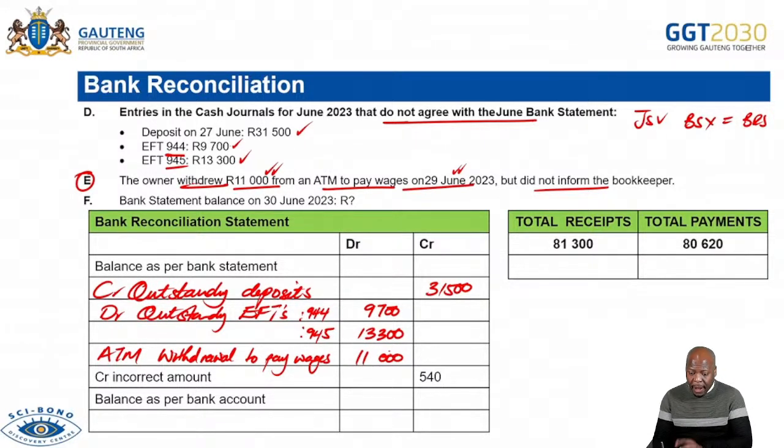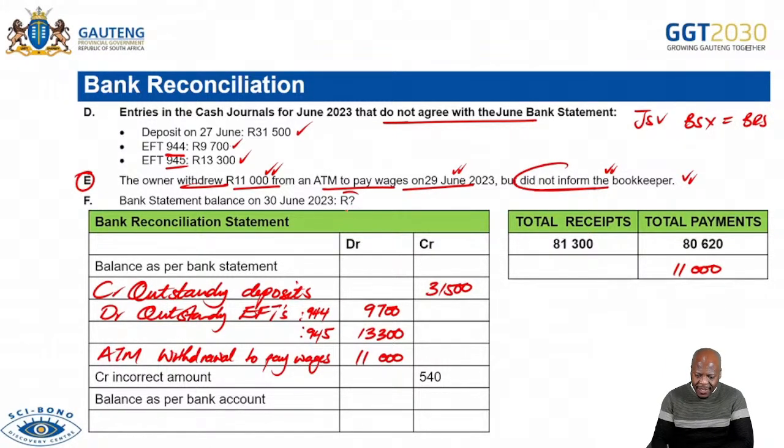Okay. The second part is he did not inform the bookkeeper. That means we have no record of this in our journals. Therefore, we bring it also to the CPJ. So I'm going to have my 11,000 here because he did not inform the bookkeeper. So the record of this is not in our journals. Let me come now to the last part.